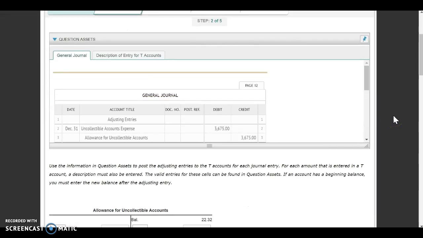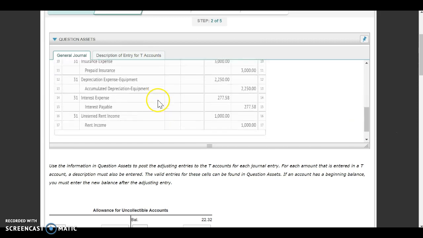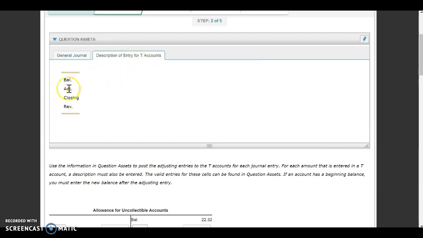Okay, step 2 says I'm going to use the information in question assets to post the adjusting entries to the T accounts for each journal entry. For each amount that is entered in a T account, a description must also be entered. The valid entries for these cells can be found in question assets. If an account has a beginning balance, you must enter the new balance after the adjusting entry. So here is what we just did with our adjusting entries. Here they're just showing us what we could put for our description.